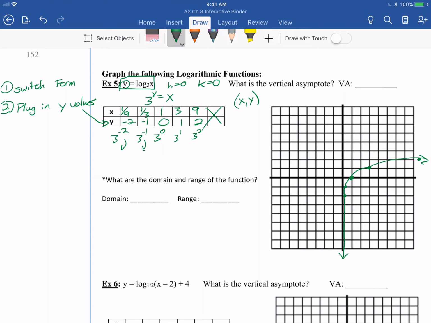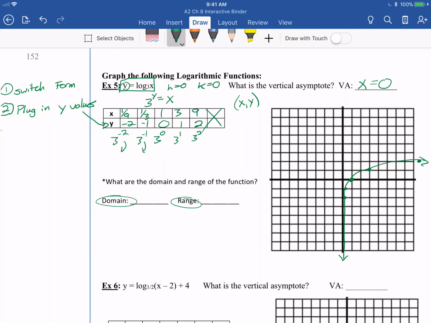So now my vertical asymptote is x equals 0, okay? And that is why the domain and the range change. With logs, I'm just going to put my little third step here that I forgot: move with h and k, but this time I didn't have an h and a k. So now with logs, I kind of think of everything as different. I switched the form, so now I have to plug in my y values. That's different from what I did for exponential growth and decay. And then my domain and my range change up.